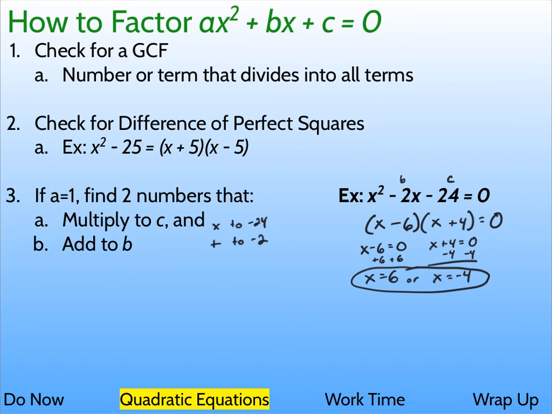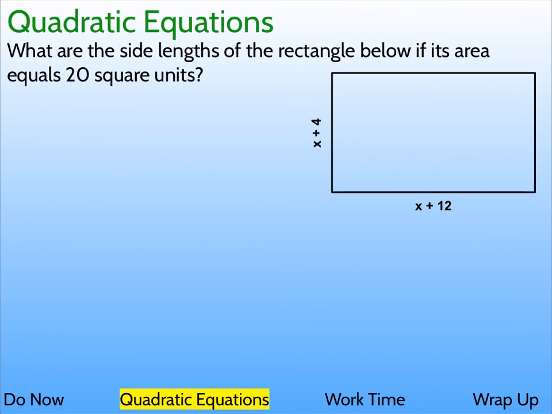Now in geometry, a lot of the times we're going to want to plug them back in and make sure they make sense in terms of the context. Like for example, if this was lengths or angle measure, negative 4 wouldn't make any sense because you can't have a length that's negative or an angle measure. Well, you can have an angle measure that's negative, but not in the geometric shapes we're going to see this year.